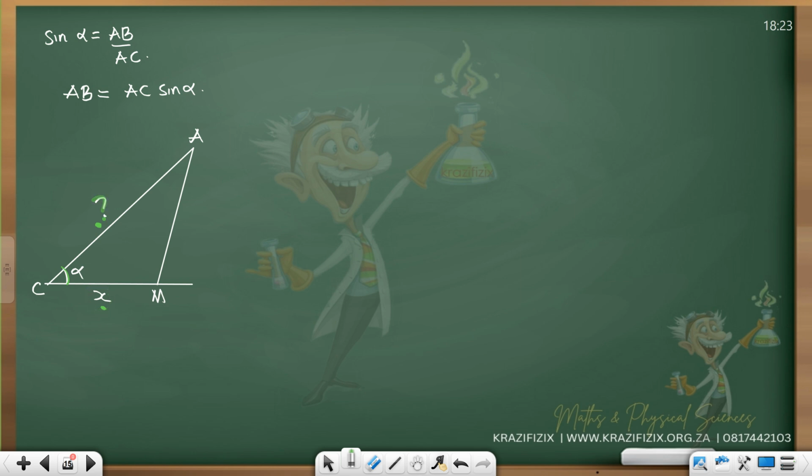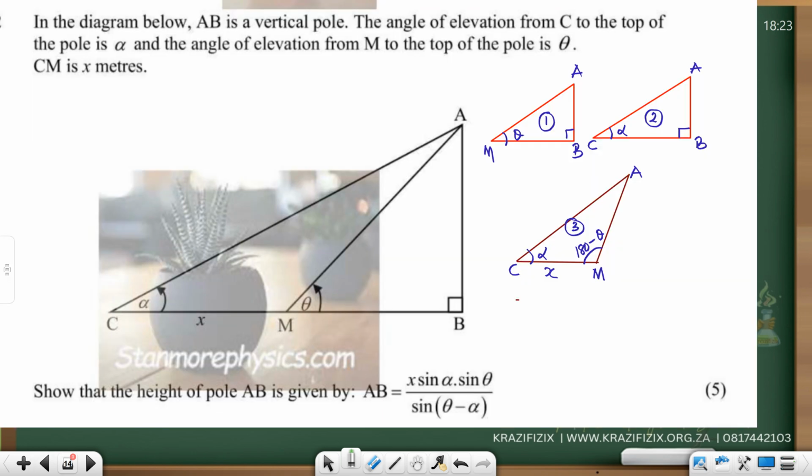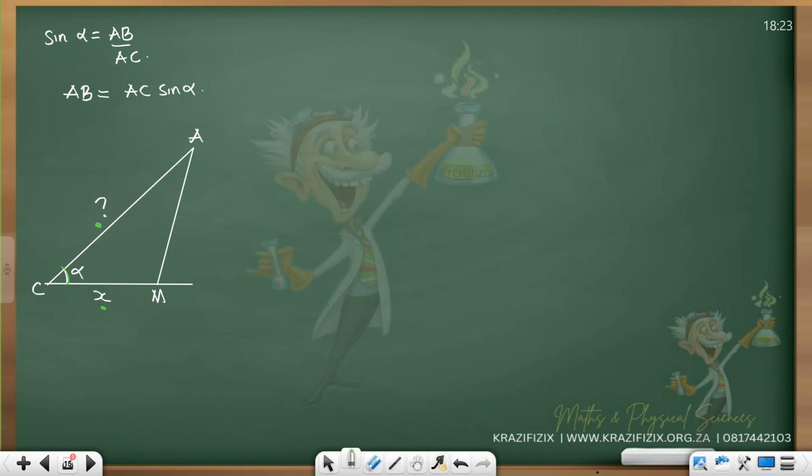That will be what? Sine alpha. Is it sine alpha or theta? Sine alpha. Okay, I just want to play around a few things. Or rather, before we start, can we find sine theta? I want to check something. What is sine theta going to be? Opposite over what? Okay, let's put that down as well.